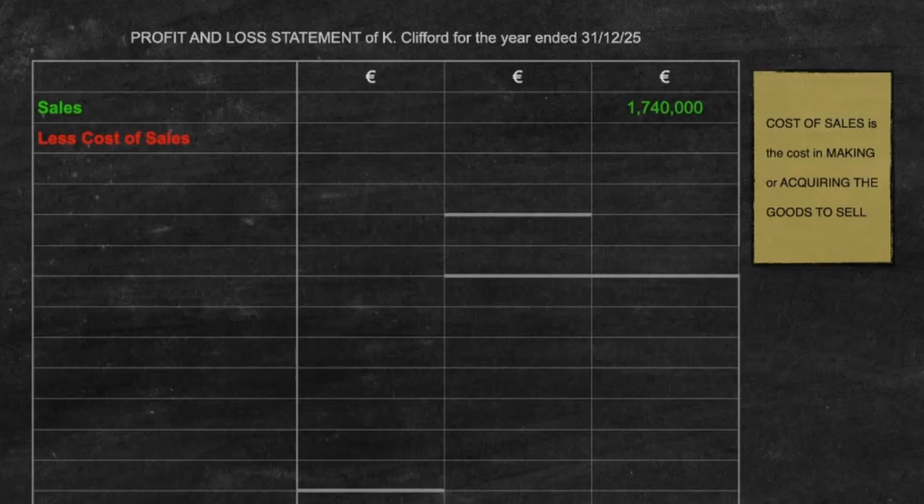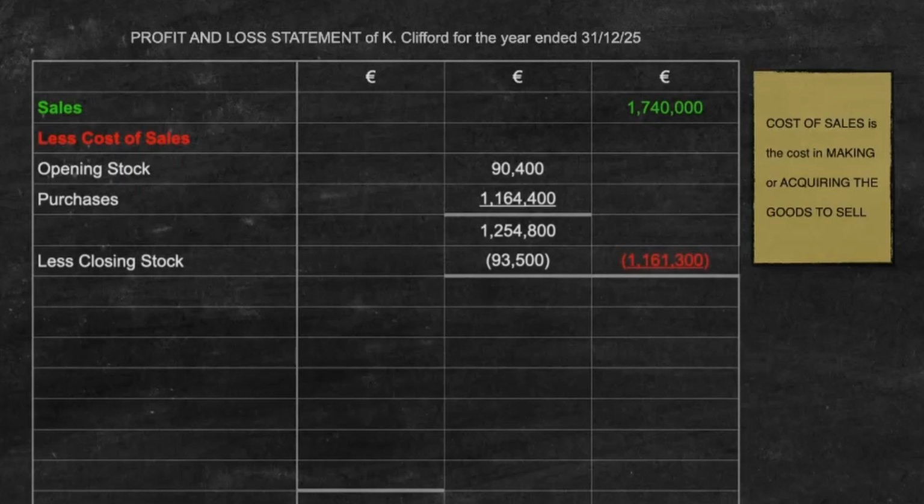As I said earlier, cost of sales is divided into opening stock, which is the goods sitting in the warehouse on January 1st, and that is 90,400. We add our purchases, which are the new goods Kevin bought to resell during the year, which is 1,164,400, and then we subtract the closing stock, which is the goods left unsold at the end of the year, which in this case is 93,500. We subtract it because we didn't sell it, so it shouldn't count against this year's sales. Now if we do the math, our cost of sales works out to be 1,161,300.